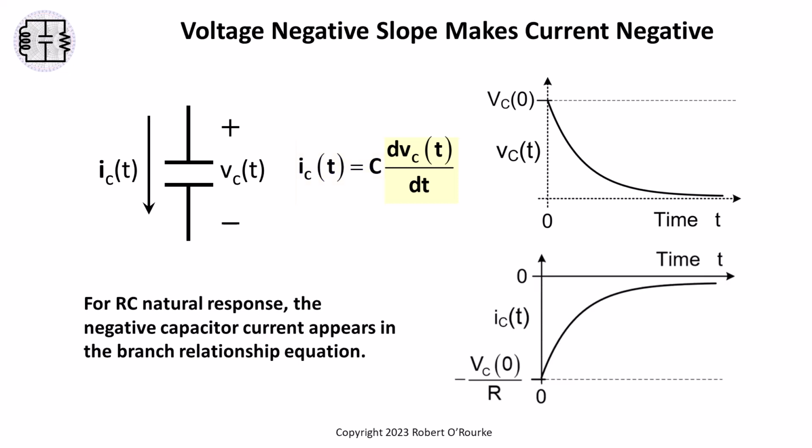The negative value of the derivative term of the capacitor current equation makes the current through the capacitor negative. For RC natural response, the negative capacitor current appears right in the capacitor current branch relationship equation. We have now seen where we get negative capacitor current from looking at the branch relationship.